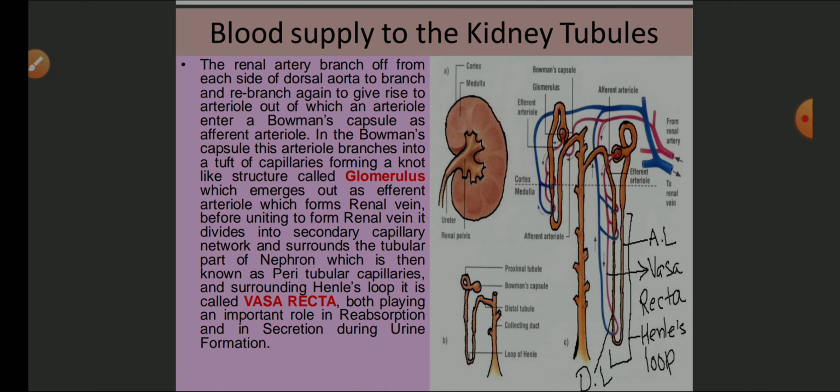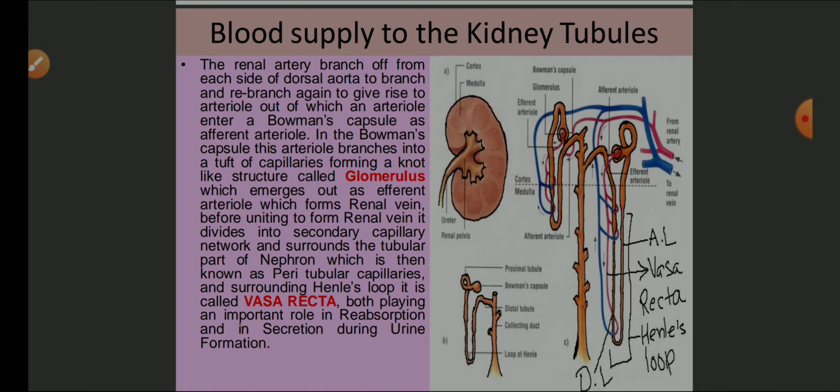But before the efferent arteriole combines to form the renal vein, the efferent arteriole forms a network of capillaries surrounding the tubules of the nephron, known as peritubular capillaries. The peritubular capillaries surrounding the spatial part of the nephron, that is Henle's loop, are known as vasa recta. So peritubular capillaries and vasa recta are the same, only the names at the position are different. The same peritubular capillaries at the Henle's loop are known as vasa recta. It also helps in the reabsorption and secretion for the formation of urine.